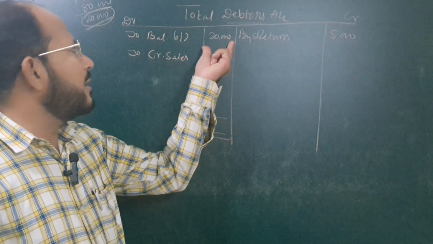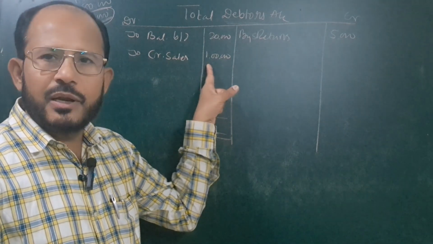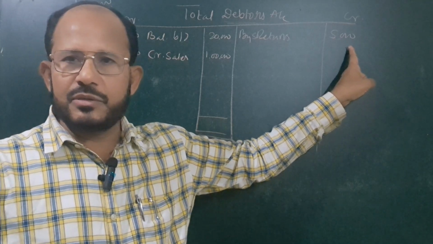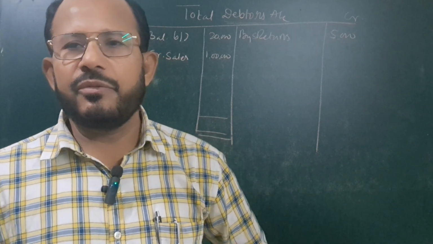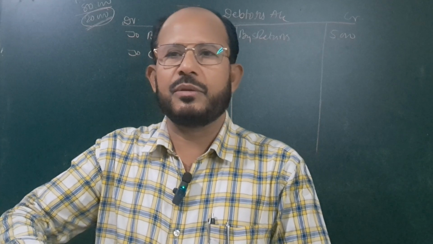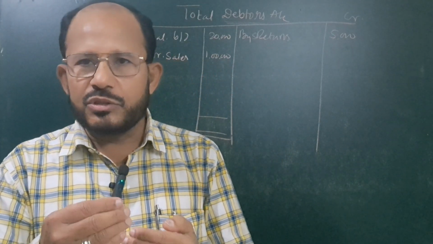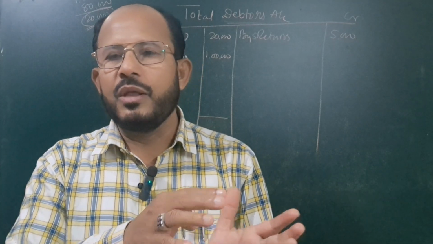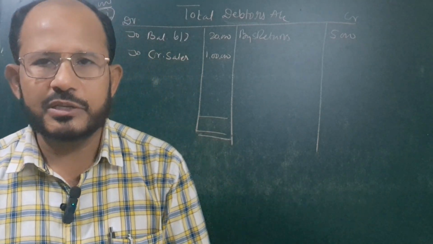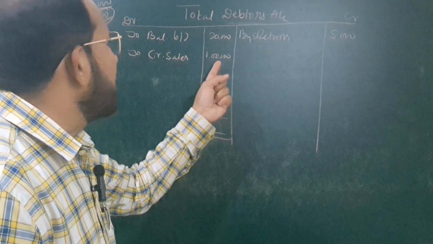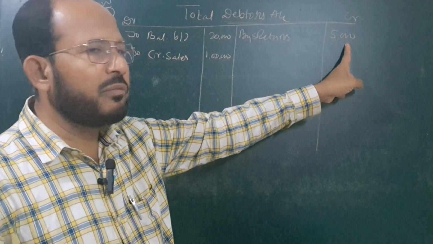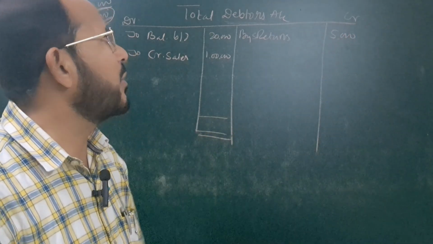Here the businessman had sold goods worth rupees 1 lakh, but some of the goods were returned by the customers. The reason may be that sometimes defective products reached the customers, or sometimes the goods were not as per the customer's order. In that case, they will return the goods to the businessman. That is why, after the returns, we have to show that on the credit side of the total debtors account.